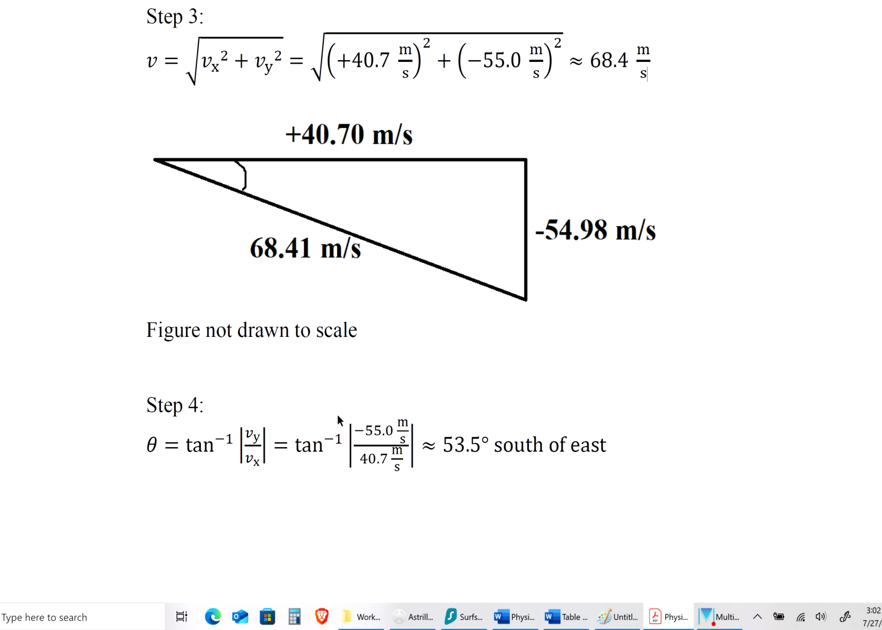Step 4, find the direction. It's 53.5 degrees south of east. Why is it south of east? Because this is positive on the horizontal, negative on the vertical.